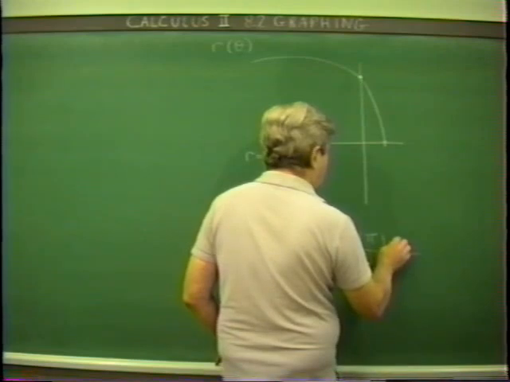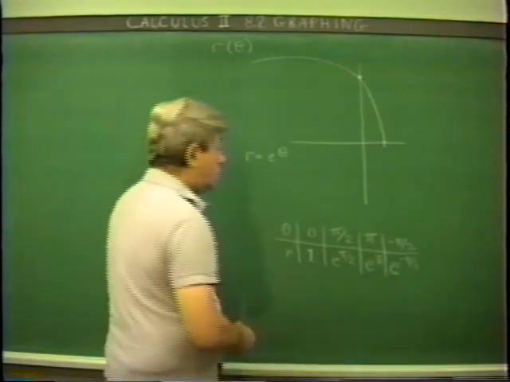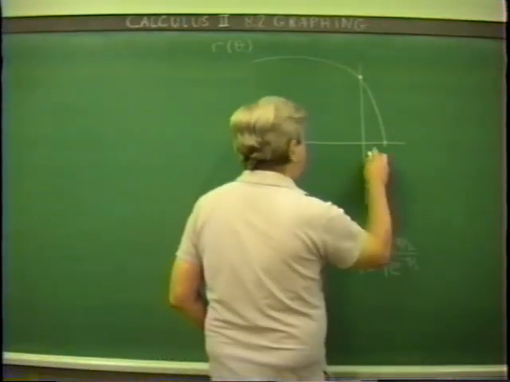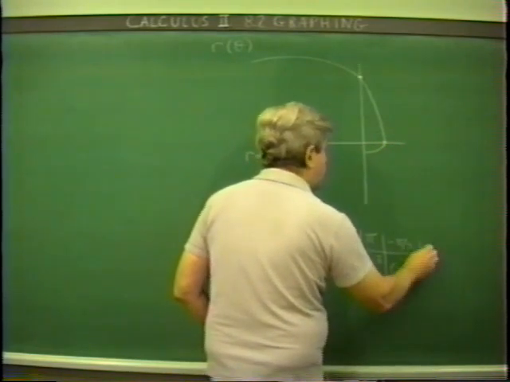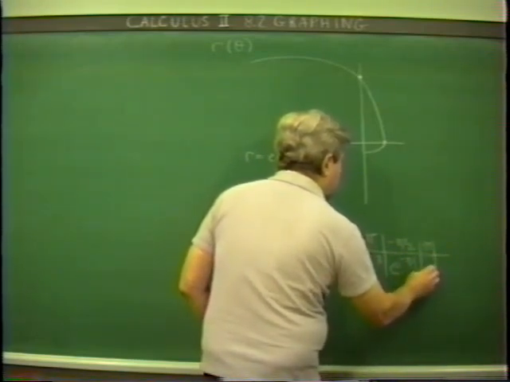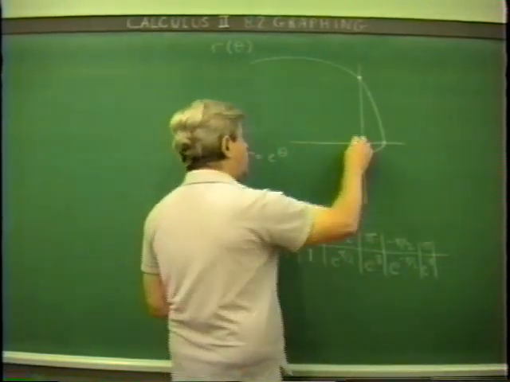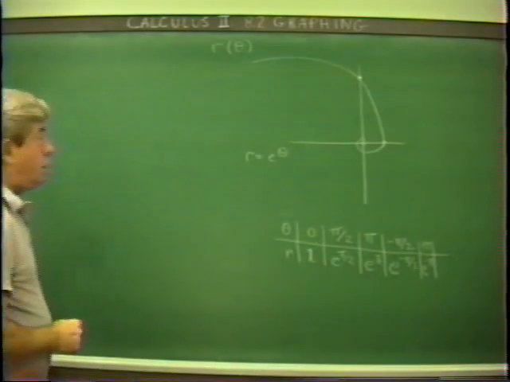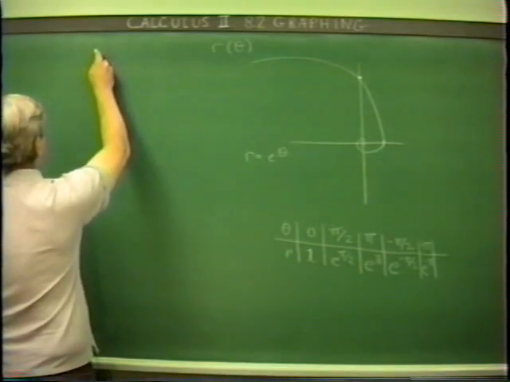Let's look at when theta is equal to minus pi over 2. Well, r is equal to e to the minus pi over 2, or 1 over e to the pi over 2, or maybe something on the order of 1/4. So this spiral now comes over here like this. When theta is equal to minus pi, r is equal to e to the minus pi, which is quite small. And as theta goes through negative angles here, r gets smaller and smaller and spirals around here like so. And naturally enough, the name of this curve is a spiral. Let's look at another such spiral.